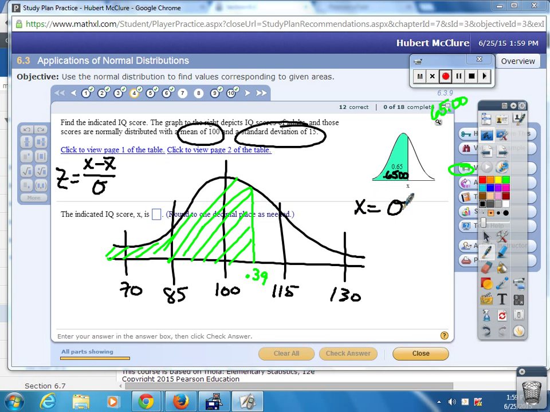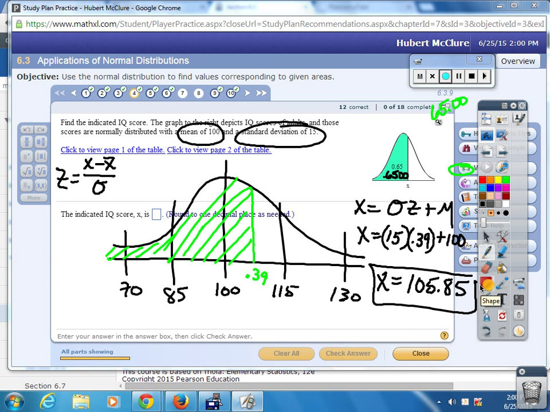x is equal to sigma z plus mu. Well, what do you think the sigma is equal to? Which is 15. And the z, what do you think that is? 0.39. And then what is mu? 100. Somebody add that with your calculator. And yes, you need to calculate that. It's 105.85.